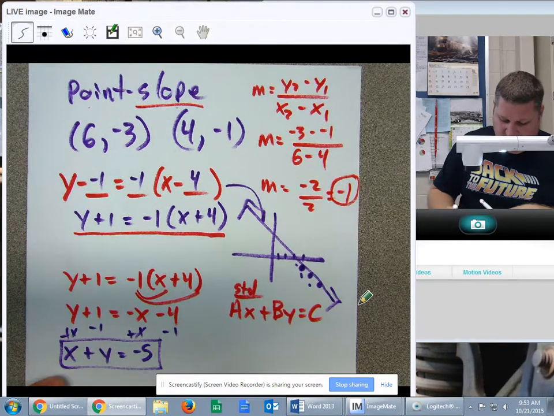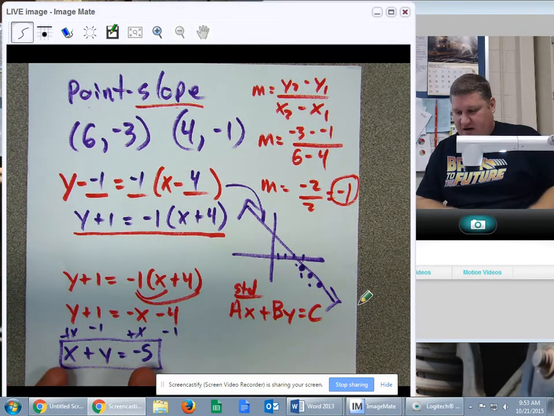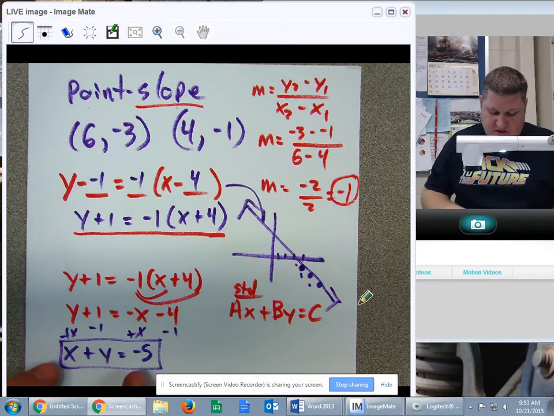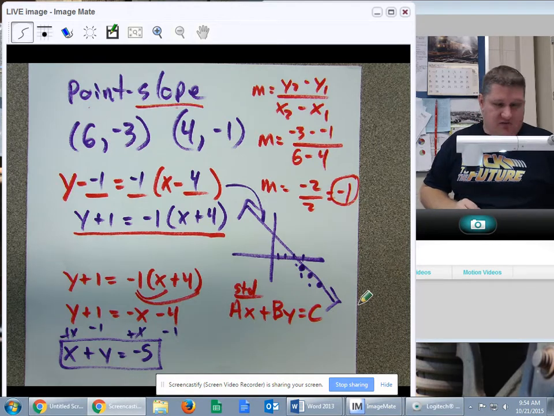That is standard form. The problem with standard form is it is awful to graph because I do not have a point, I do not have a slope. I can't tell what the y-intercept is. I basically have nothing. So all standard form is for is when we use it down the road in the future. So that is point slope form.